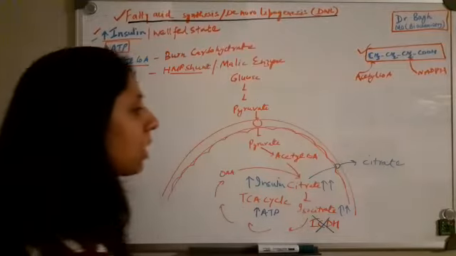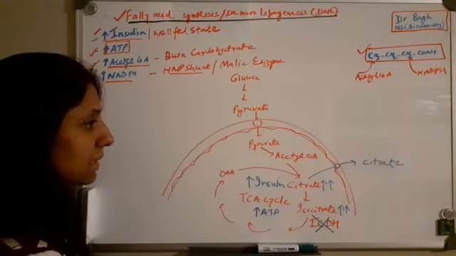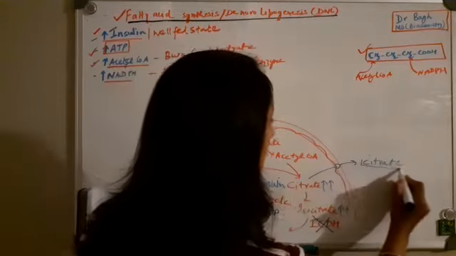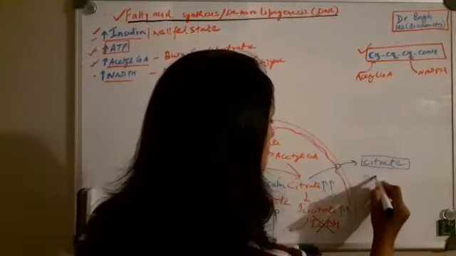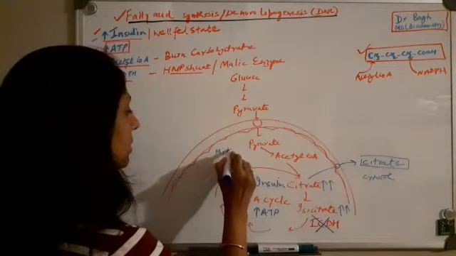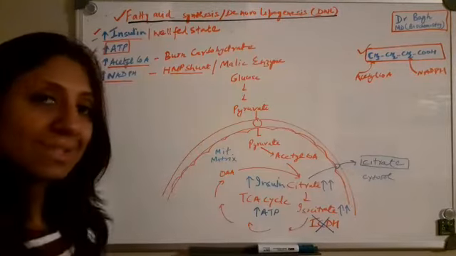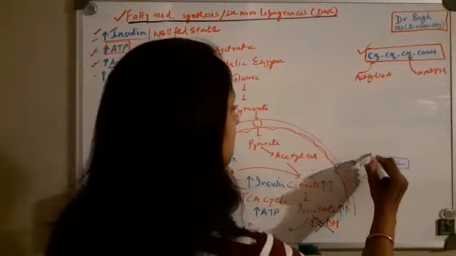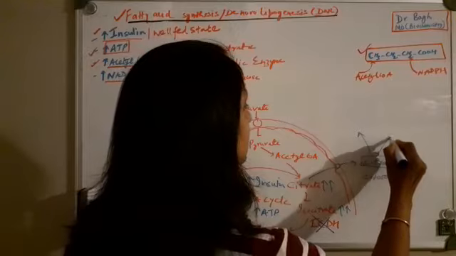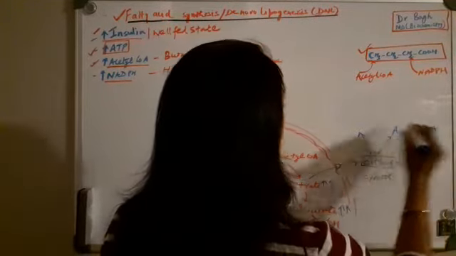Now we will also talk about regulation, but in the end, so let me first complete the steps of fatty acid synthesis. Once citrate is pushed out in the cytosol, you know this is the cytosol, and this is the mitochondrial matrix. So once citrate is pushed into the cytosol, citrate splits back into acetyl-CoA and oxaloacetate.